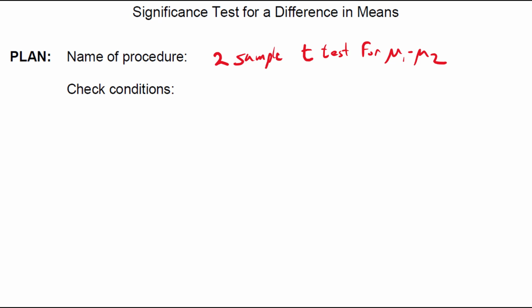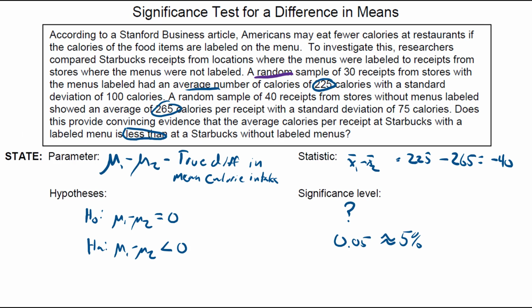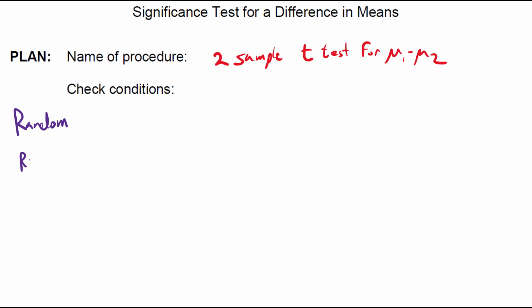Now our conditions. Again, our three conditions that we've always been checking for. With means, instead of large counts, to determine approximate normality, we're going to use the central limit theorem. Our first condition, as always, is random. Is this random? If we look back at the problem itself, it tells us random sample. Random sample of 30, random sample of 40. So we've checked off random.